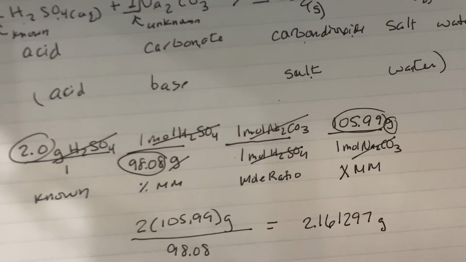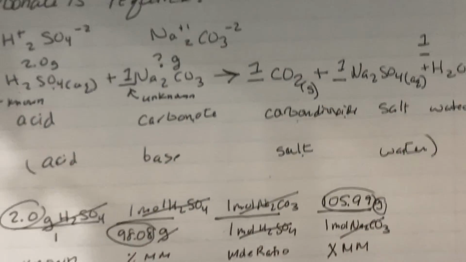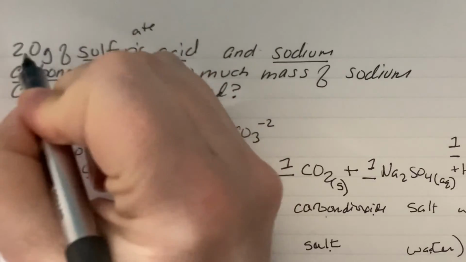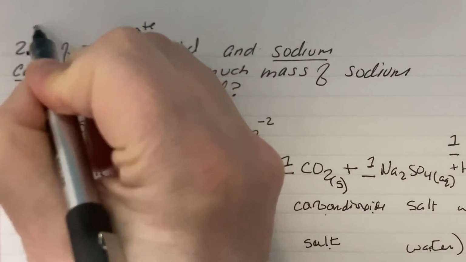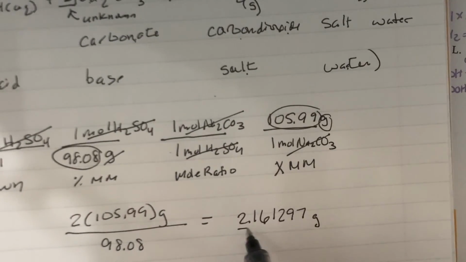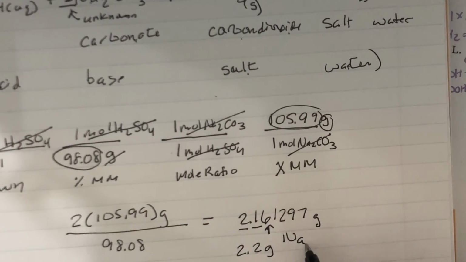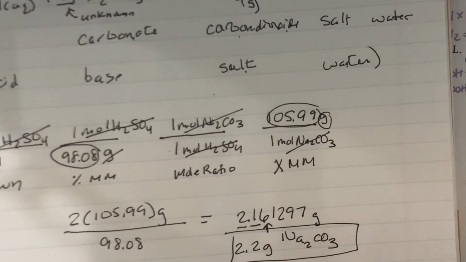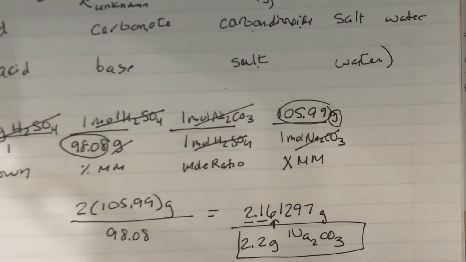2.161297 grams. Substituted, solved, and now I have to do my sig figs. 2 sig figs here, because when there's a decimal, the trailing 0 is important. So I just need 2 in my answer. This is a 6, so I need to round up to 2.2 grams of sodium carbonate is needed to perfectly balance 2 grams of sulfuric acid.